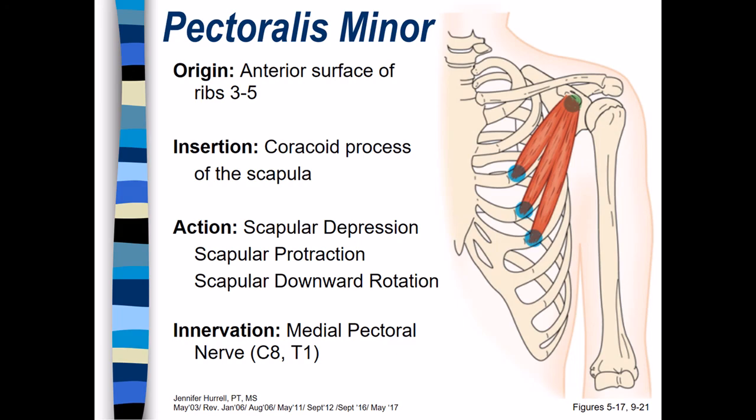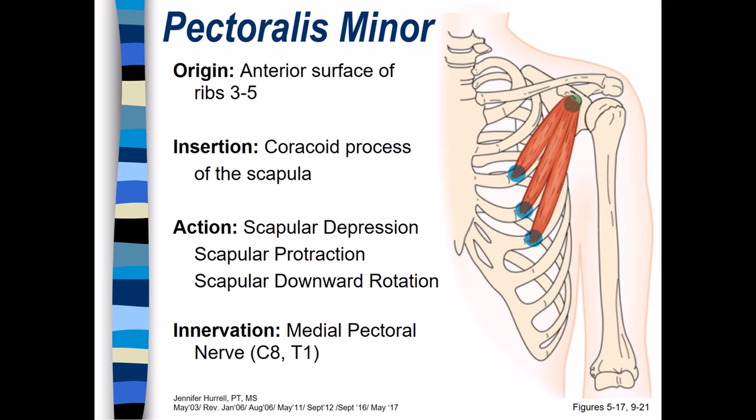All right. Pec minor. So pec minor originates on the anterior surface of ribs 3 through 5, and then it runs up to the coracoid process. All right, so as we look at the line of pull, as the coracoid gets pulled down toward the ribs, we're clearly going to get depression of the scapula. If we're thinking about it from a protraction-retraction standpoint, we've got the coracoid getting pulled around to the front. That's going to create protraction of the scapula.